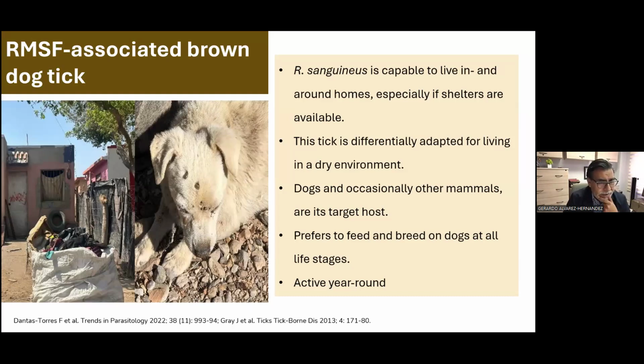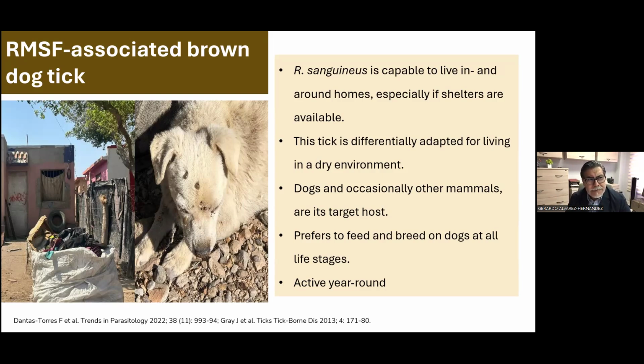Very interesting in several regions of the Americas, an increase in the presence of RMSF has recently been observed, associated with the brown dog tick, Rhipicephalus sanguineus sensu lato. This vector is very interesting.